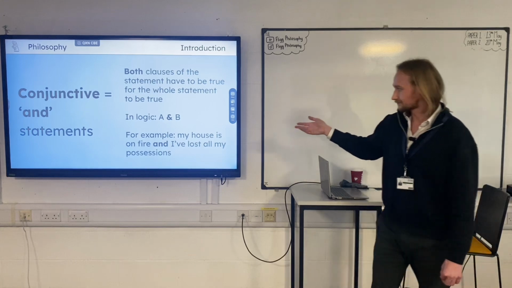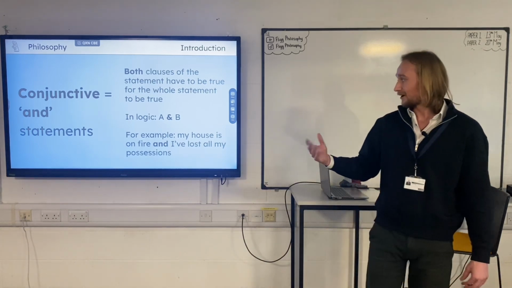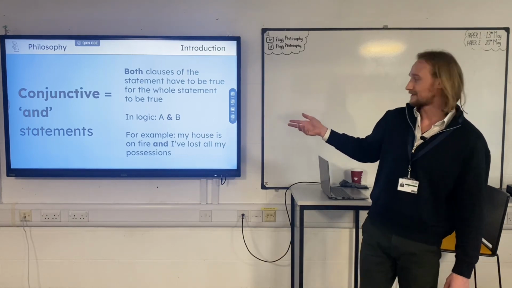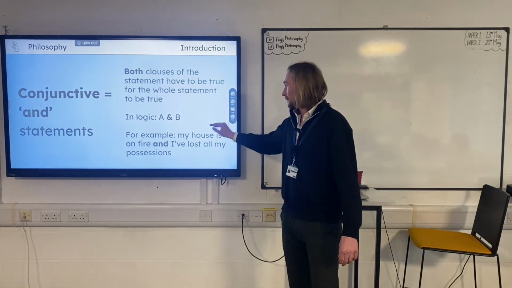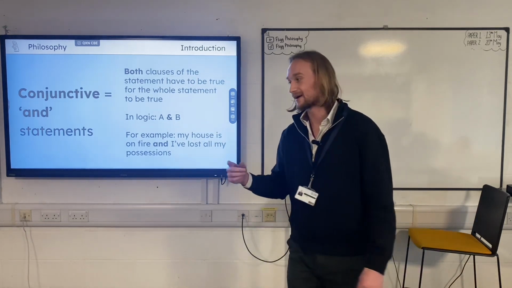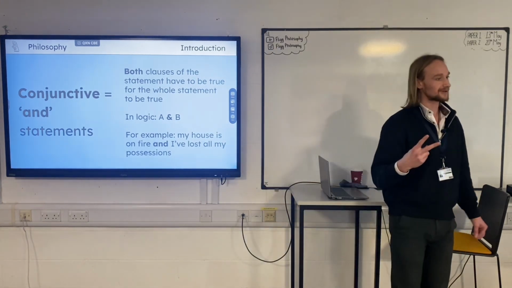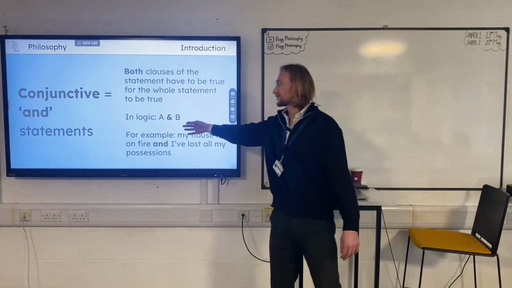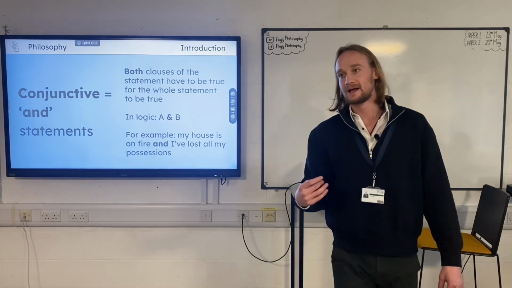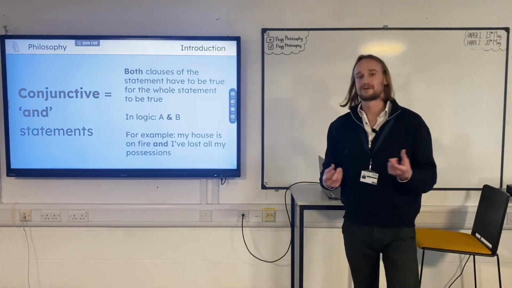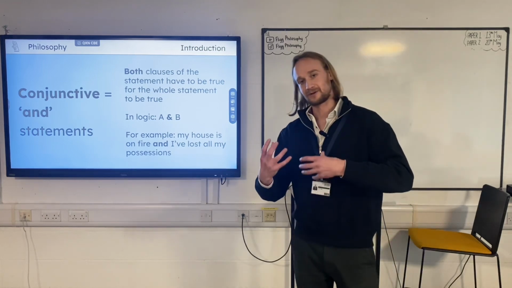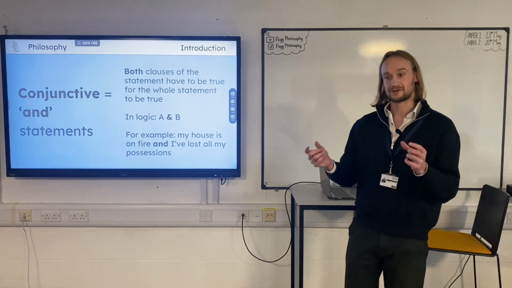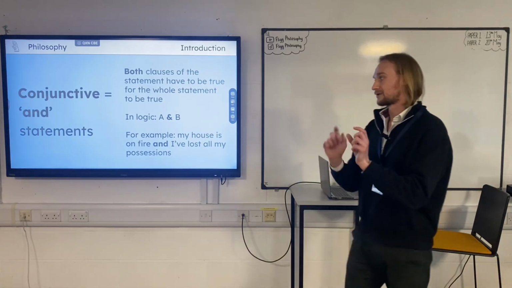For example, it could be something like, my house is on fire and I have lost all of my possessions. So what this means is that for this statement to be true, both clauses, clause 1 is my house is on fire, and clause 2 is I've lost all my possessions, have to be true for that statement to be true. And this is how we would regiment it in logic. So logic uses sort of like algebra, which is letters to replace the clause itself. That's because logic can work with anything. It takes away the semantics or the meanings of the statements and just works into this kind of mathematical arithmetic.